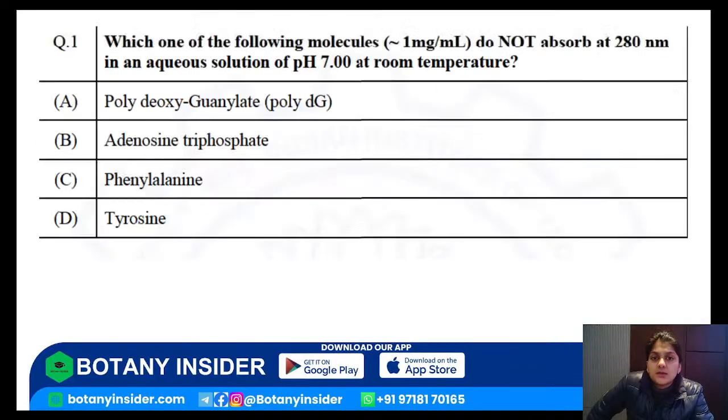Okay, next question. Try this question everyone. Which of the following molecules do not absorb at 280 nanometers in an aqueous solution of pH 7 at room temperature? Polydeoxyguanylate, adenosine triphosphate, phenylalanine and tyrosine. Which of the following molecules does not absorb at 280 nanometers? Try this.